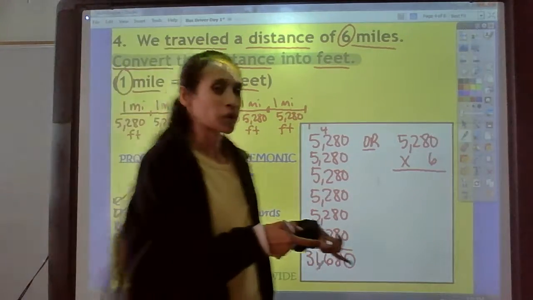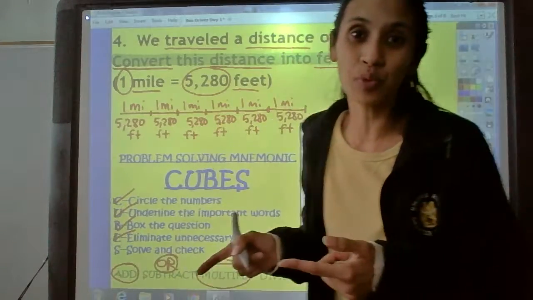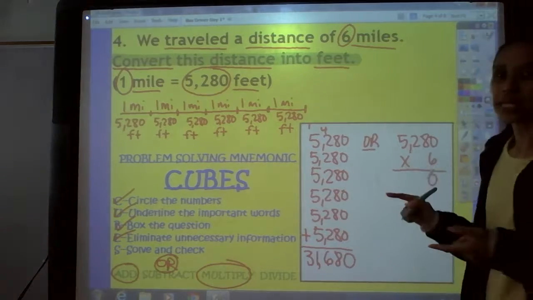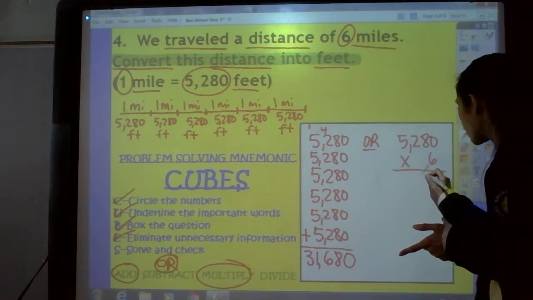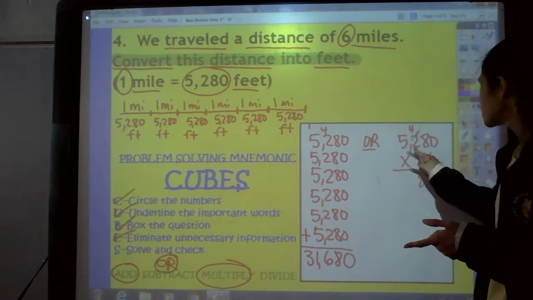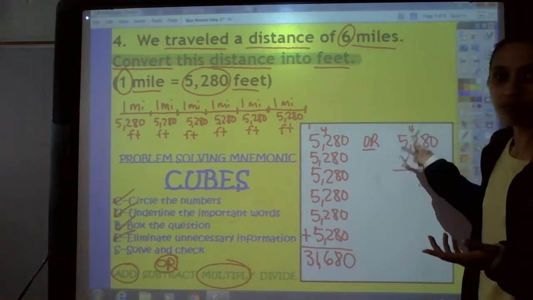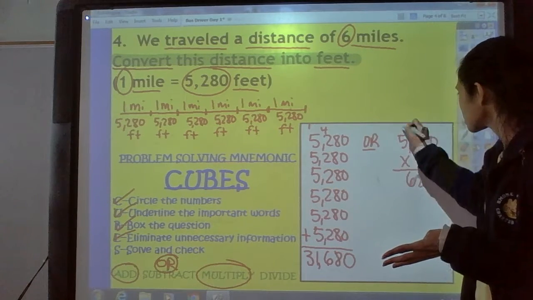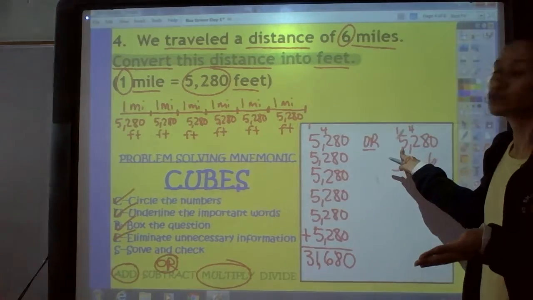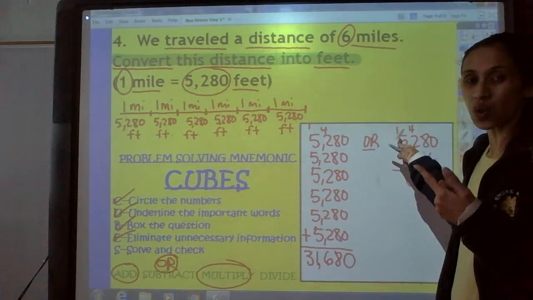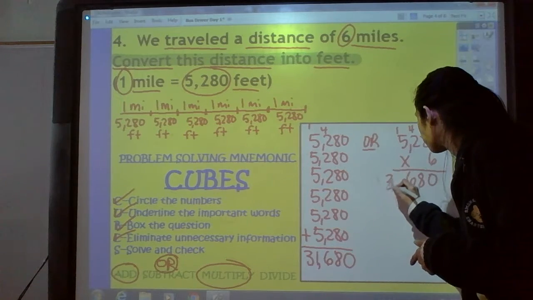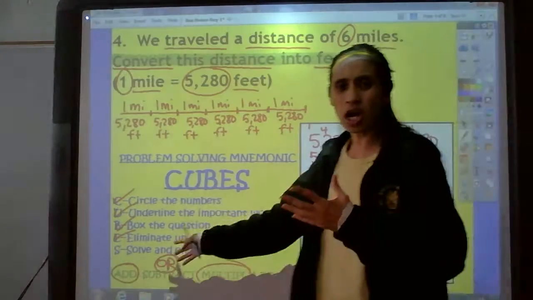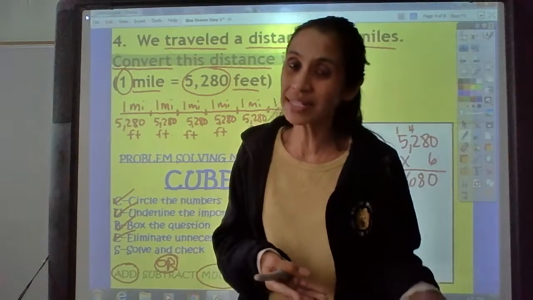Now let's multiply. We should get the same answer if we did it right. 6 times 0 is 0. 6 times 8 is 48. Write the 8, carry the 4. 6 times 2 is 12, plus 4 is 16. Write the 6, carry the 1 up top. 6 times 5 is 30, plus 1 is 31. 31,680. Yes! Now I solved and I checked it by doing both ways, so I know I got that right.